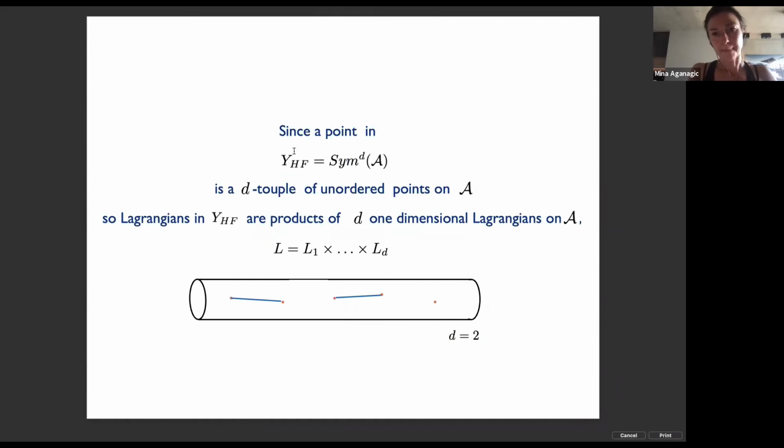Now, this in particular implies that Lagrangians on the target of Heegaard-Floer theory, which is just the symmetric product, are products of D one-dimensional Lagrangians on the Riemann surface. So this is a picture that you get for, say, D equal to 2. This is not a direct sum of Lagrangians. You think of it as a product of two one-dimensional Lagrangians, which gives a single two-dimensional Lagrangian in the symmetric product.